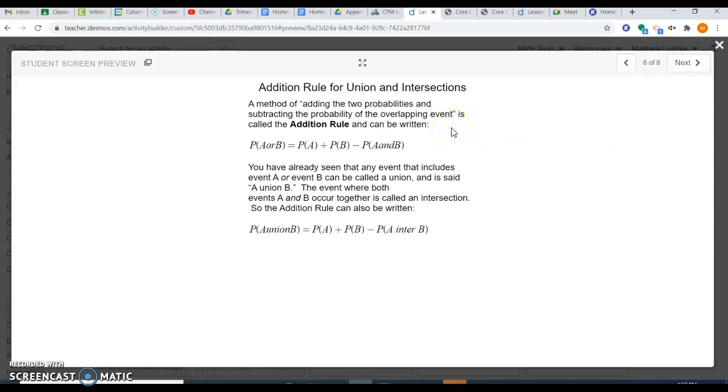Here is an equation called the addition rule that helps you solve for the union and the intersection. And so just make sure that you look at this. We have the union is A plus B minus the intersection. And then we have, I think it's just another way of writing it, A or B, and you could do it by subtracting out the intersection there. Okay.